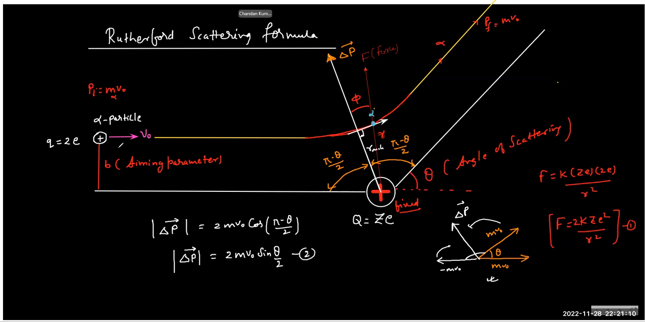If I call the system of capital Q and small q as a system, then can we say that there is some hidden external force? Yes. And because there is a hidden external force which you don't see, can we conserve the momentum? No. Whenever we have an external force in the picture, we cannot conserve the momentum. Is this clear? So we cannot conserve the momentum.